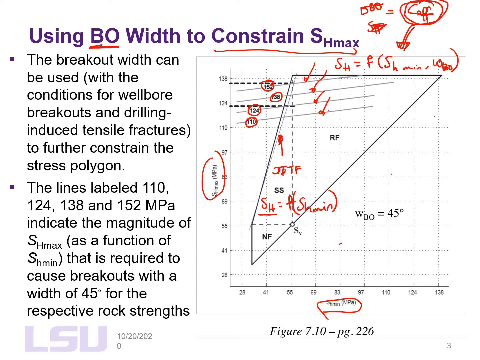So if the rock is relatively weak, the line is lower. If it's stronger, the line is at a higher level, meaning you're going to have to increase SHmax up onto this value or more before you can observe well-bore breakouts. So if you observe well-bore breakouts, you will be above this line. If you don't, you are below. And again, you have multiple lines because we are using multiple values of effective rock strength.